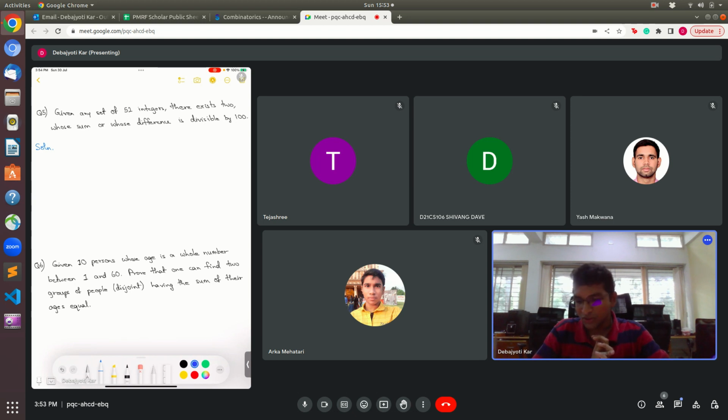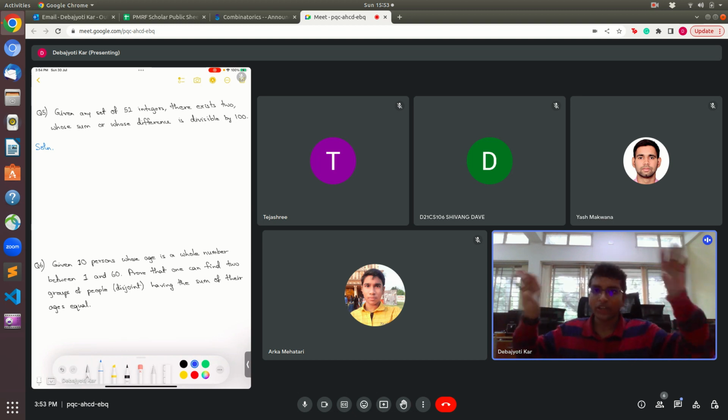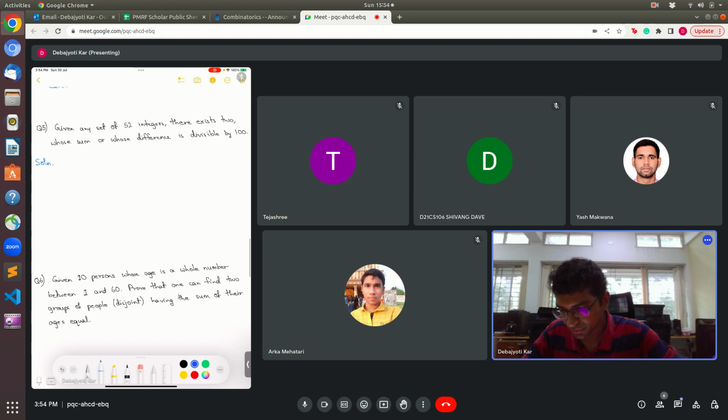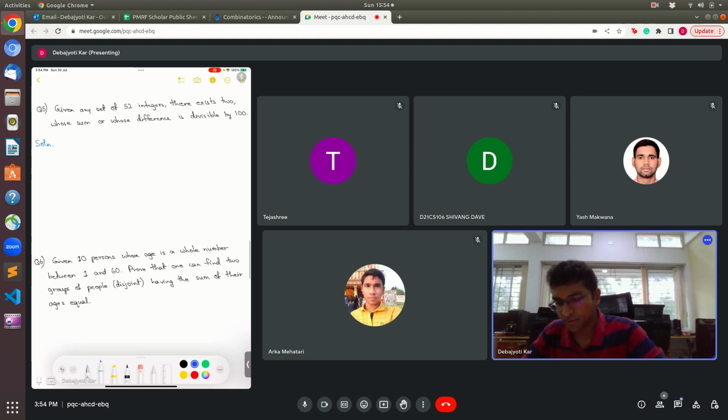Okay, so till now what we were looking at was only differences. So we were trying to find numbers which had the same remainders, and then their difference was divisible by some number. But now in this case we also need to consider the sum. So we need to create our holes in such a way that we can incorporate both the sum and the difference. Okay, so now let's say we create our holes in this way.